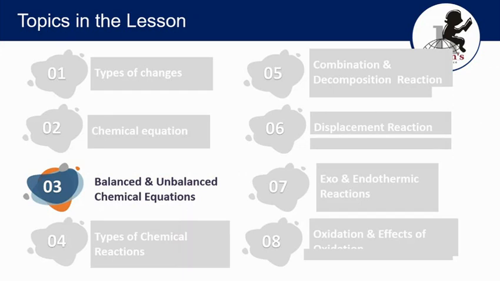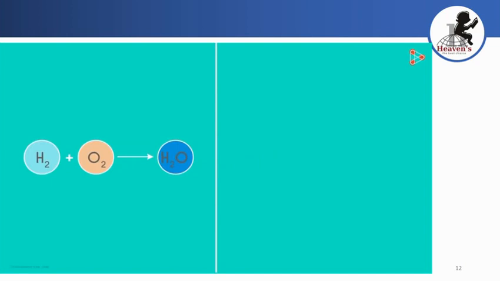Good morning, guys. The next topic is balanced and unbalanced chemical equations. So now we go through with an activity. H2 plus O2 gives rise to H2O. This is one chemical equation.